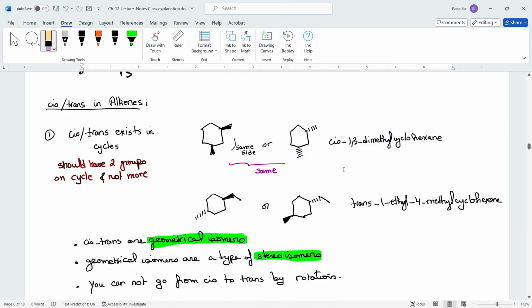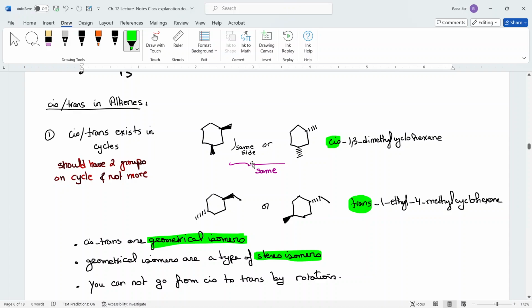Now, for cis and trans, those are included in the name. So if you see two substituents on the cycle, you have to indicate what is the direction of these substituents with respect to each other. Because if you drop the cis and the trans, the two methyl groups can either be on the same side or they can be on opposite sides. So you have to really be specific in there.